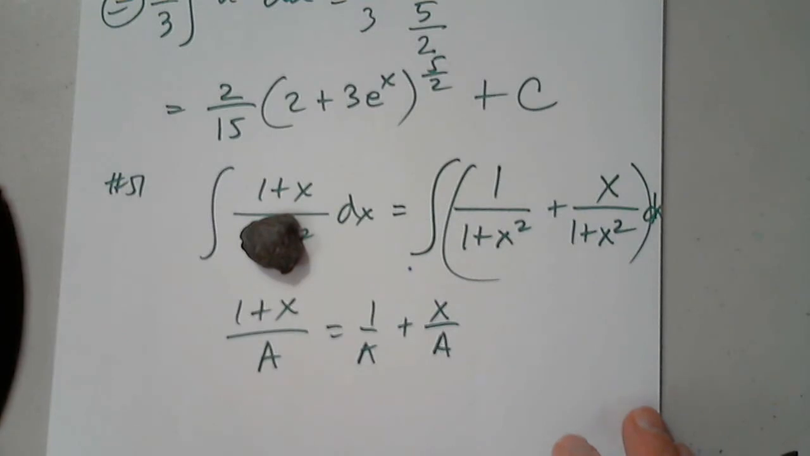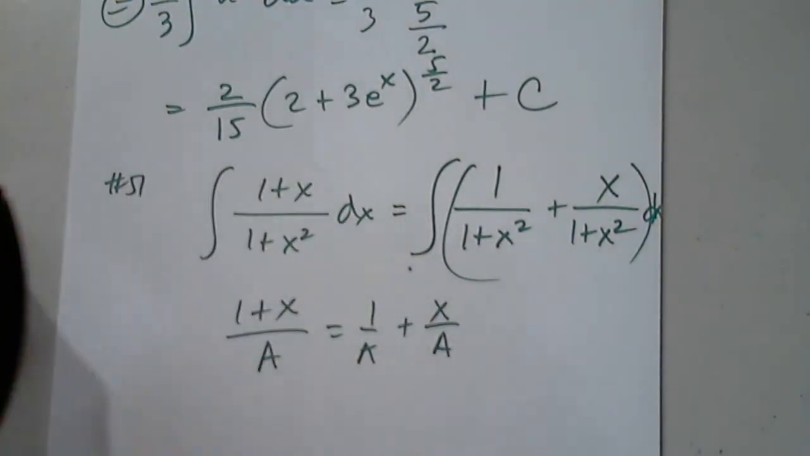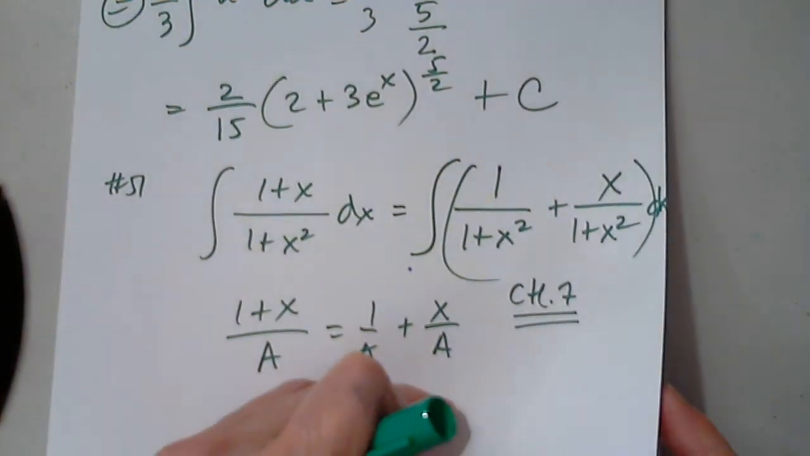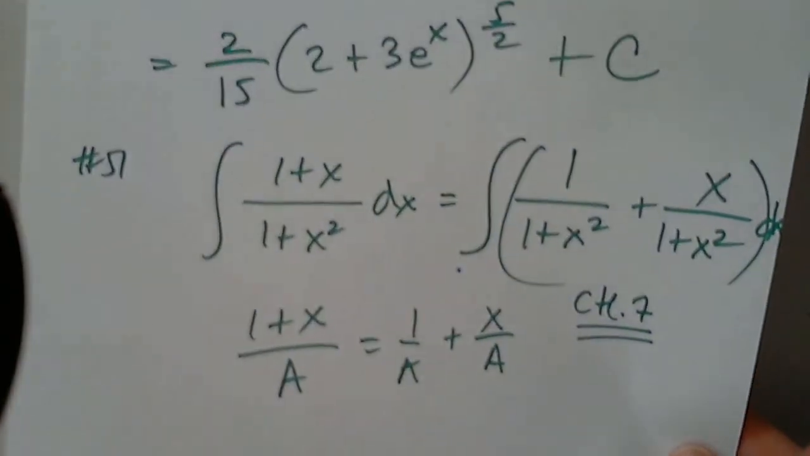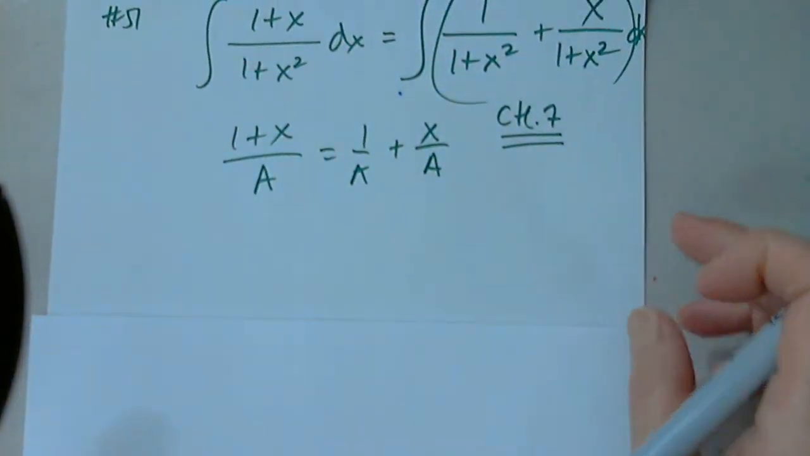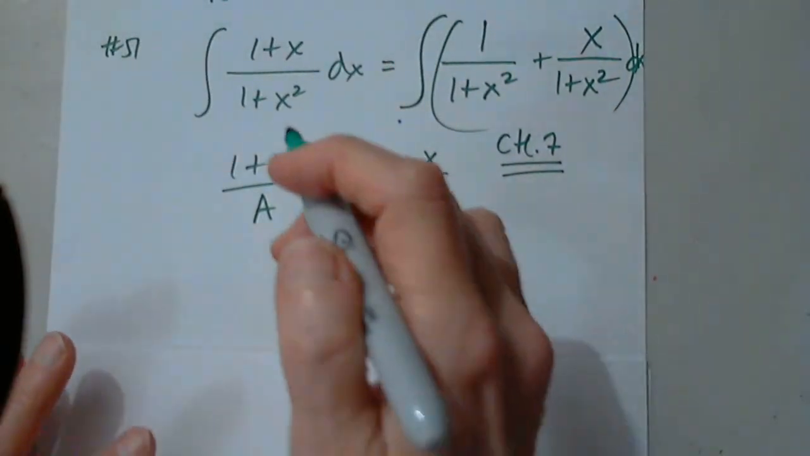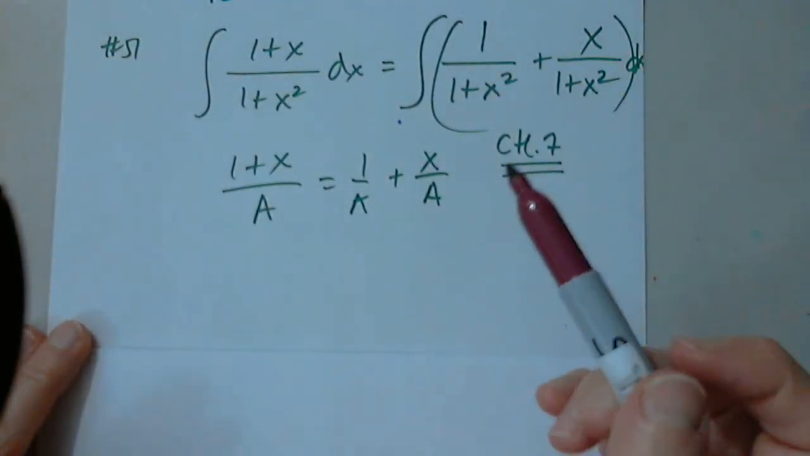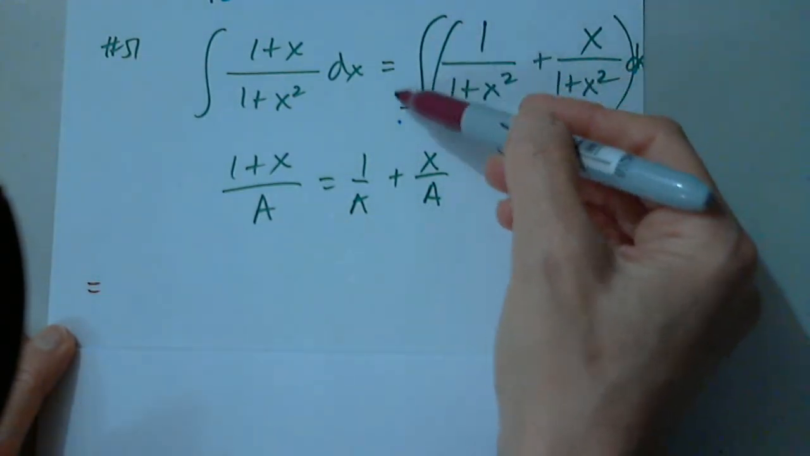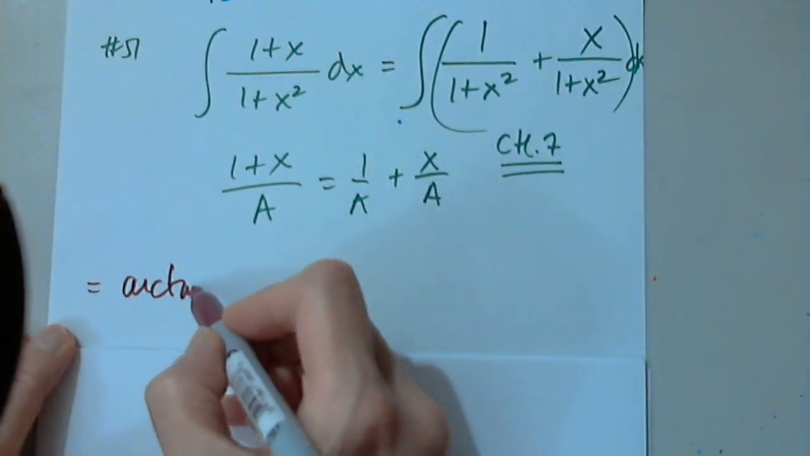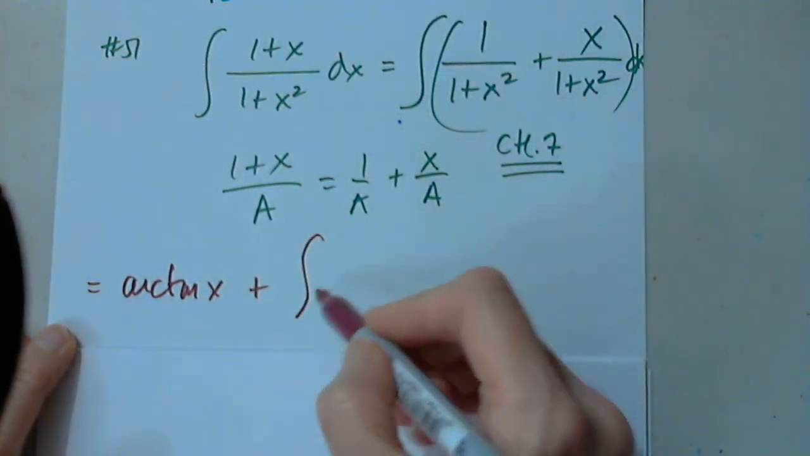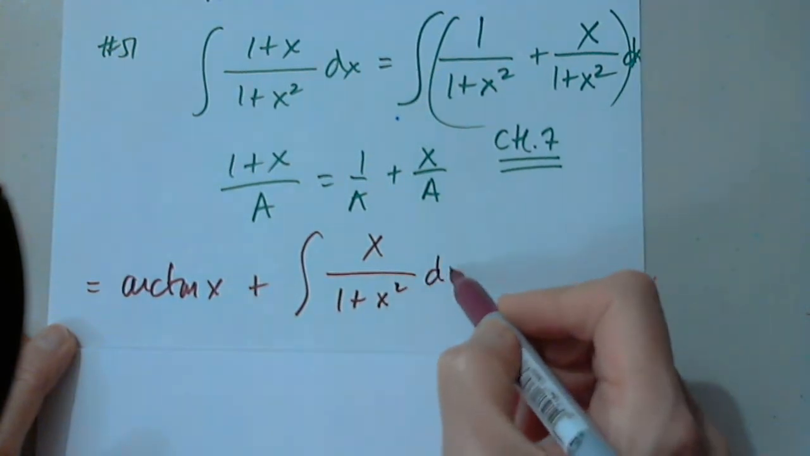Why am I doing that? Because you'll see in chapter 7, in Calc 2, we have a method called partial fraction decomposition. This is a very simple example of that. We're not going to go into it. It's a big theory, a long theory behind it. So then I will continue. This is very simple, right? This is arc tangent x plus the integral of x over 1 plus x squared dx.